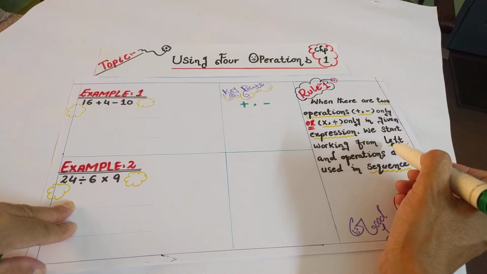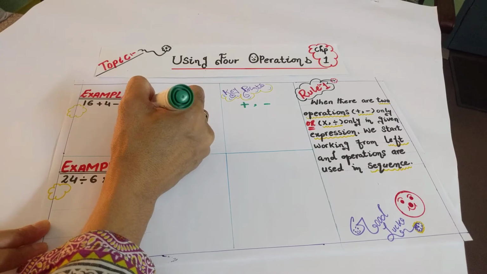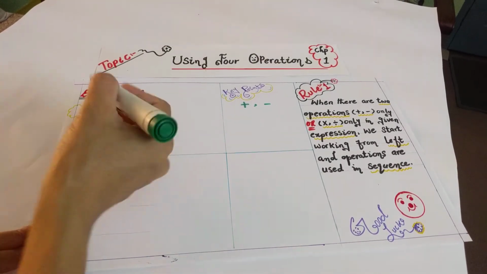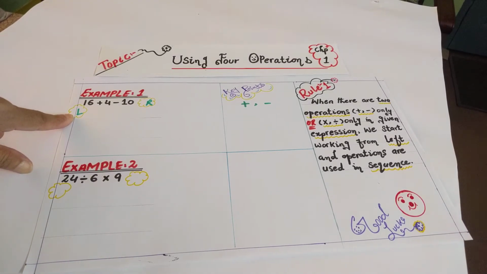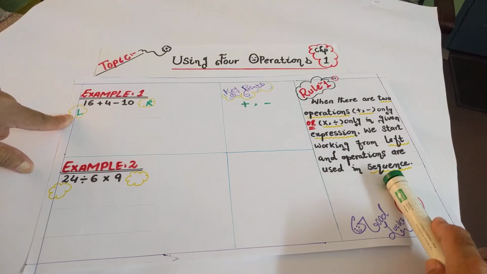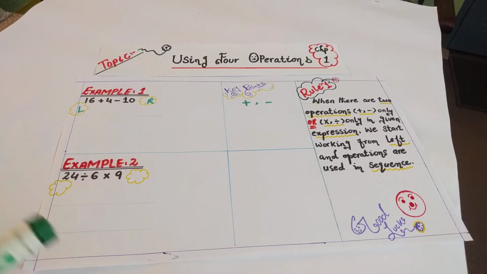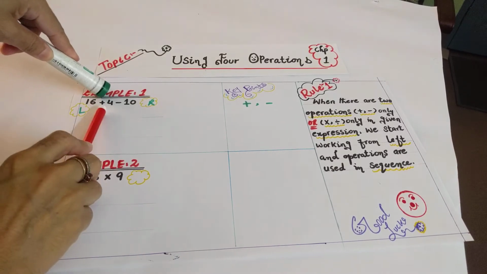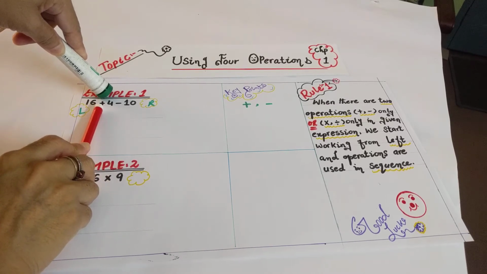Start working from left. Where is the left? This one is your right side and this one is your left side, and we have to start from the left side of the expression, and operations are used in sequence, meaning order. Let's start from the very left side. What is our first operation? From the left side, the first operation is plus.